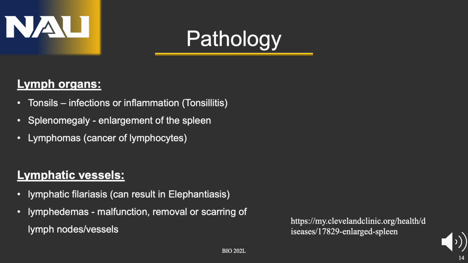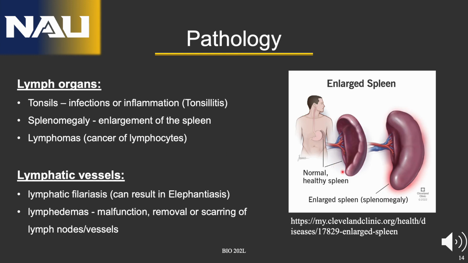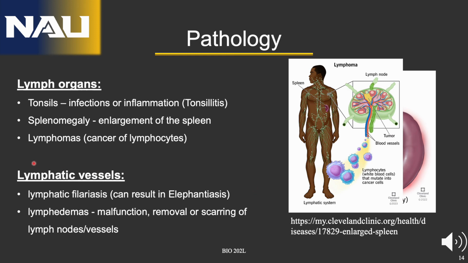Now that we've covered all of the tissues for this lab, we can talk about some of the pathologies we find. We already covered this, but tonsils can be infected or inflamed, leading to tonsillitis. The spleen can become enlarged, which is called splenomegaly. Lymphomas are cancers of the lymphocytes, one of the white blood cells we have already covered.